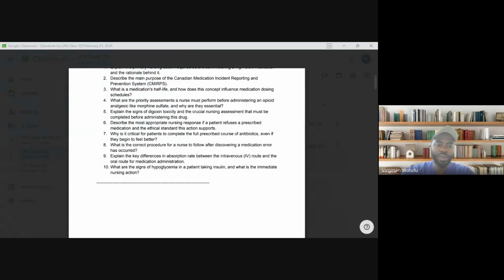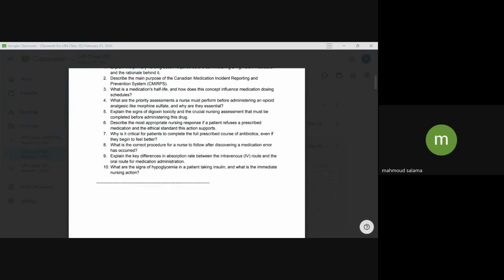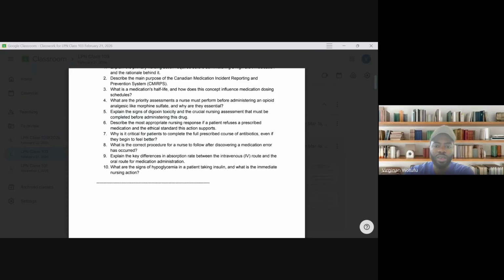So question 6: describe the most appropriate nursing response if a patient refuses a prescribed medication and the ethical standards this action supports. Consider the autonomy, respect the refusal, provide education and document. After that, we can inform the healthcare provider. Yeah, so in medication refusal, like you said, you document the reason for refusal, and you notify the provider.